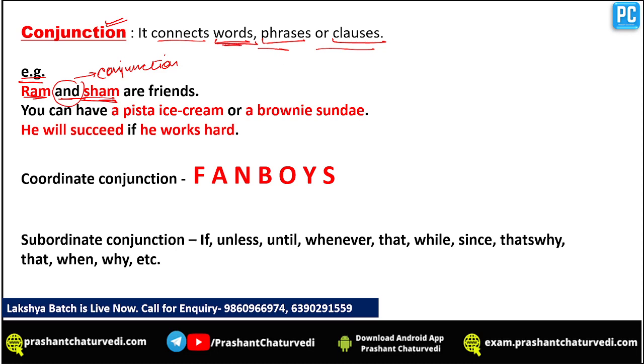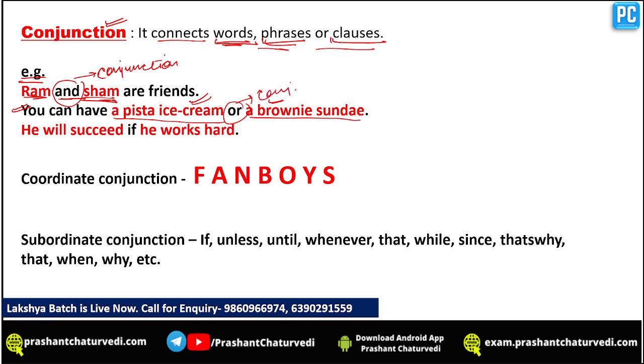It can also join two different phrases. We can see the example number 2: You can have a pista ice cream or a brownie sundae. So here are two phrases, a pista ice cream and a brownie sundae. These two phrases are connected with "or". So "or" here is a conjunction.